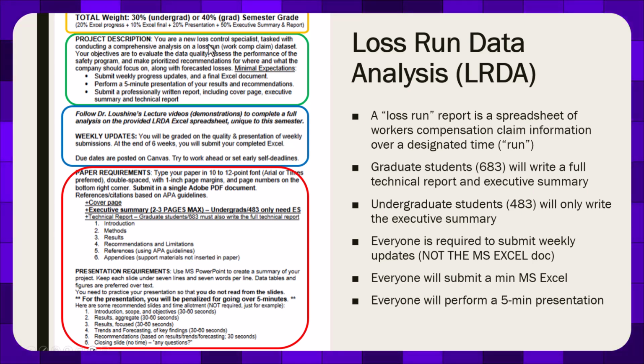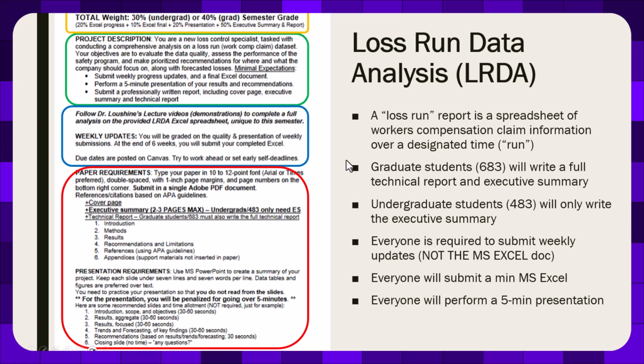So here's the basic description. You are a new loss control specialist tasked with doing a comprehensive analysis of the loss run data set or the work comp claim data set. Your objectives are to evaluate data quality, assess the performance of the safety program, and make prioritized recommendations for where and what the company should focus on, along with forecasted losses. So that's everything. And then it's being graded on your weekly progress, your final Excel, the presentation, and then what you submit for the paper.